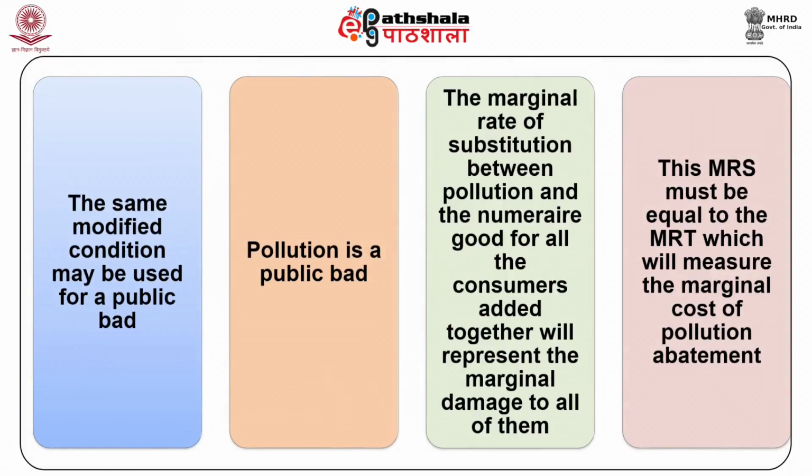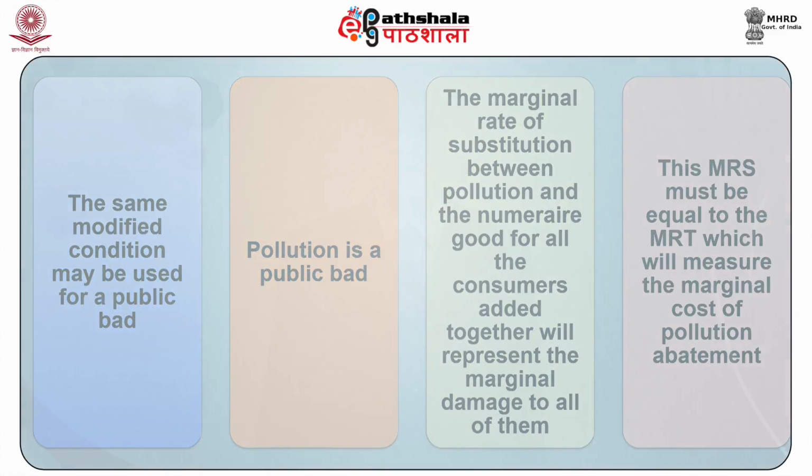The same modified condition may be used for public bads. Pollution is a public bad. The marginal rate of substitution between pollution and the numeraire good for all consumers added together will represent the marginal damage to all of them. This MRS must be equal to MRT, which will measure the marginal cost of pollution abatement.